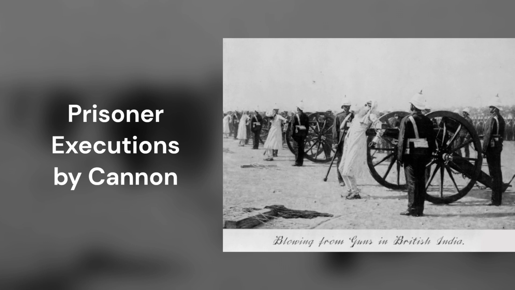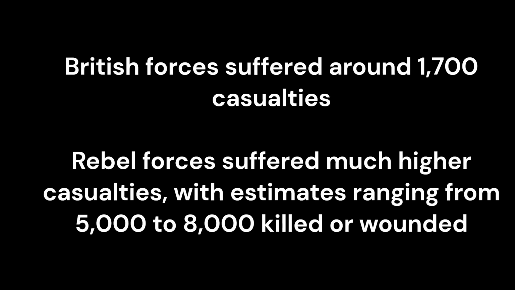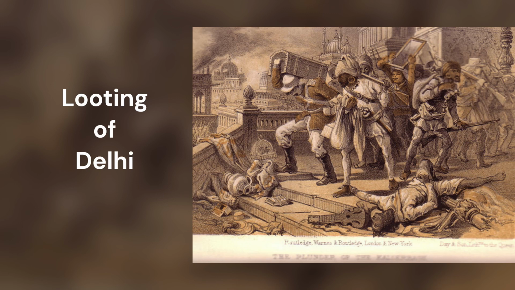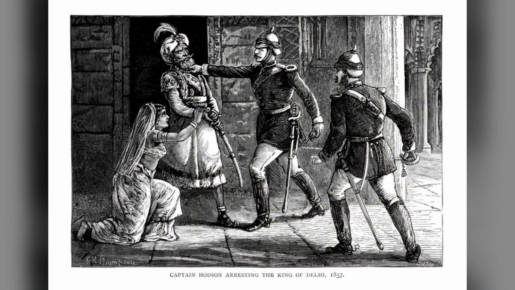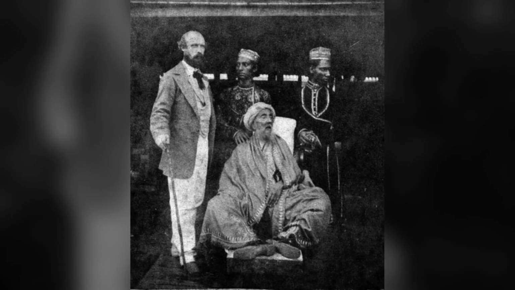The British also undertook a campaign of reprisals against the civilian population of Delhi, which they believed had supported the rebels. The city was sacked and looted, and many civilians were killed or injured in the fighting. Bahadur Shah Zafar, the last Mughal emperor, was captured by the British and put on trial for his alleged role in the rebellion. Zafar was accused of providing support to the rebel sepoys, and was held responsible for the violence that had occurred during the rebellion.